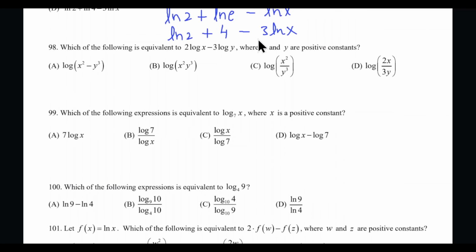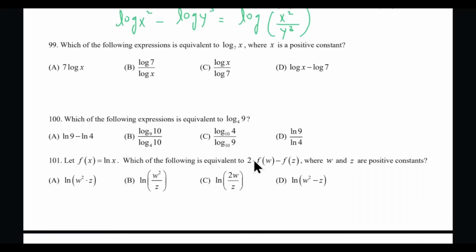So the following is equivalent to this one. So this is about condensing the logs. So 2 log x can be written as log x square. 3 log y can be written as log y cube, which is going to be log of x square over y cube, which has to be option C.